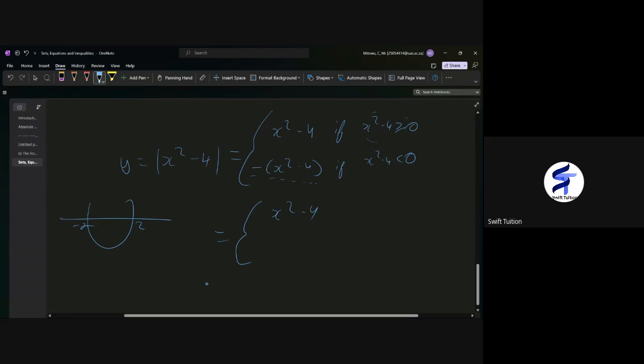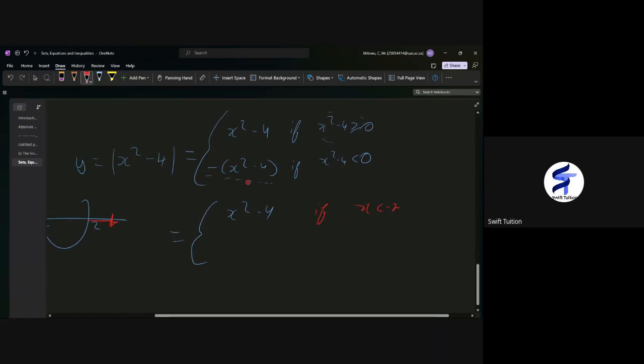If you're trying to solve when x squared minus 4 is greater than or equal to 0, we find that the function is greater than or equal to 0 when x is less than -2 and when x is greater than +2. So x squared minus 4 applies if x is less than -2 or x is greater than +2. It's going to stay the same.